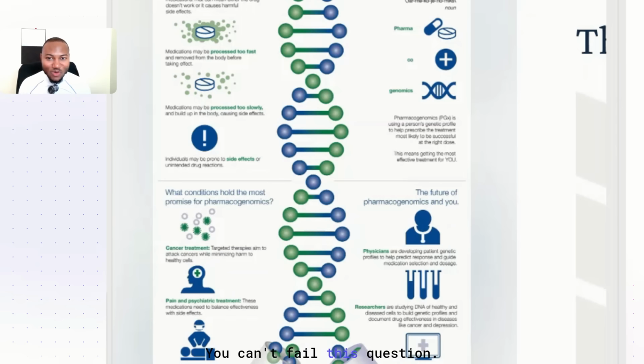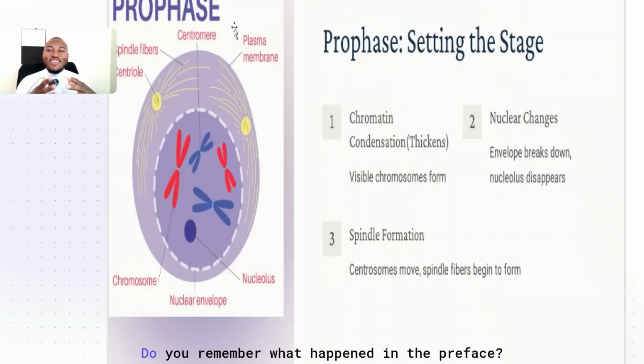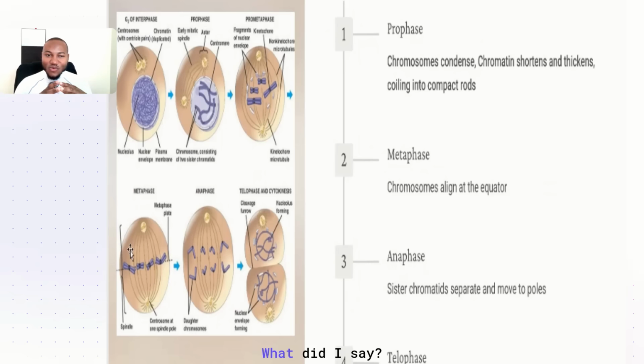Anaphase. You can't fail this question. Now, they asked a follow-up question: chromatin shortens and thickens, coiling into compact rods during dash of mitosis. Do you remember what happened in the prophase? What did I say? I said the chromosomes condense, chromatin shortens and thickens, coiling into compact rods. That is the answer.